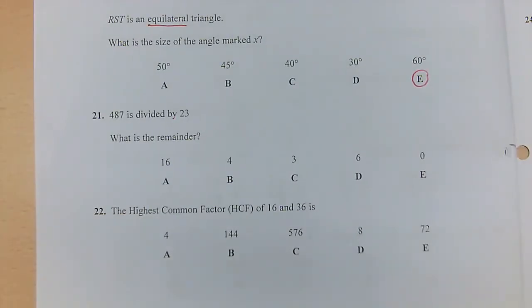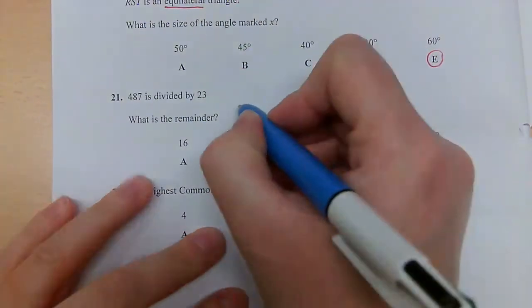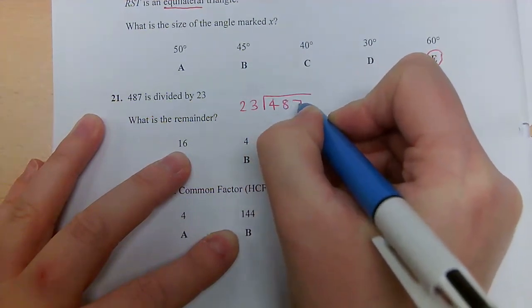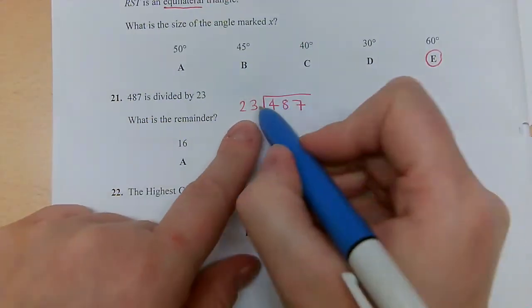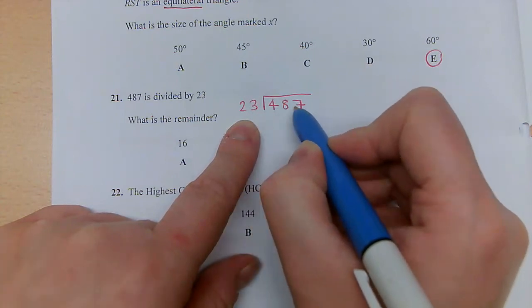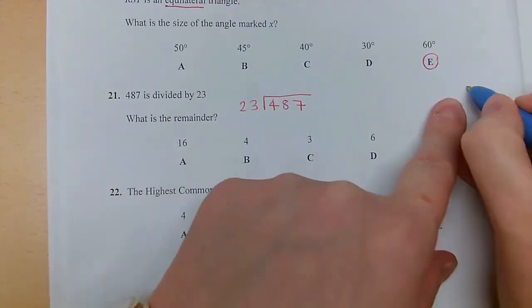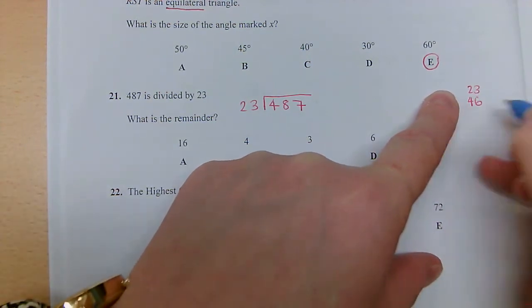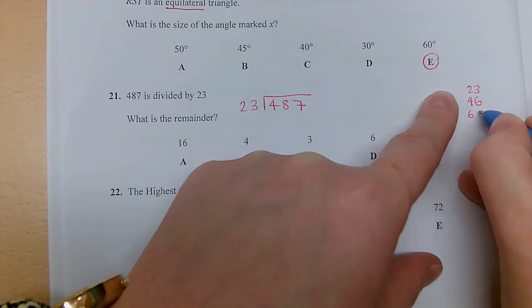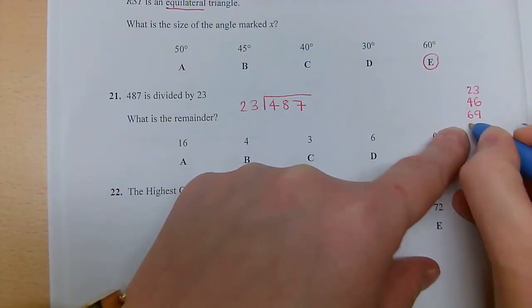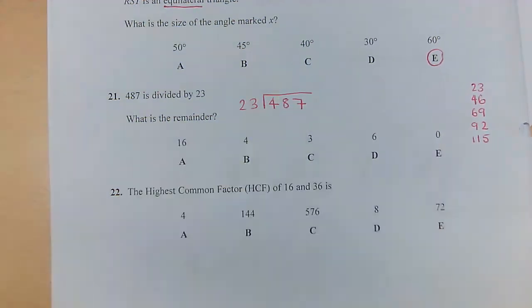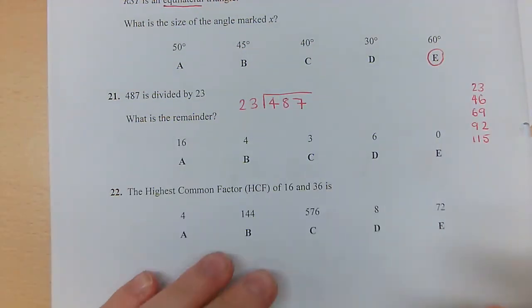21. 487 is divided by 23. What is the remainder? So I'm going to set up a bus stop for this. 23 is going to go into 487. Now I need to know my 23 times table to work out how many 23 is going to go into this number. So down the side here, I'm going to write myself a little 23 times table. So 23, 46, 69, 92, 115. I'll stop there for now and see if I need to do any more.